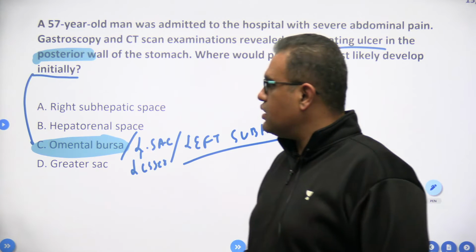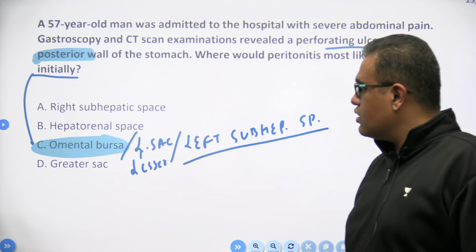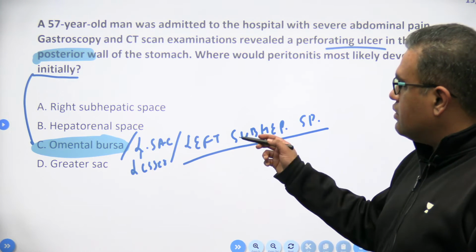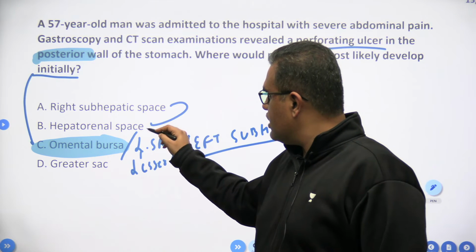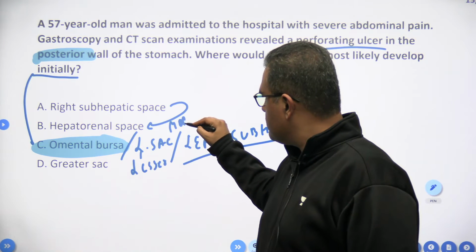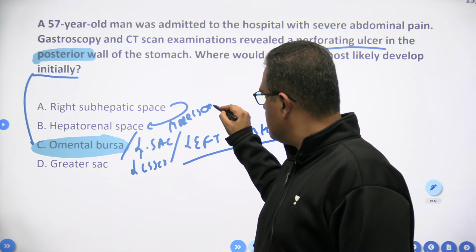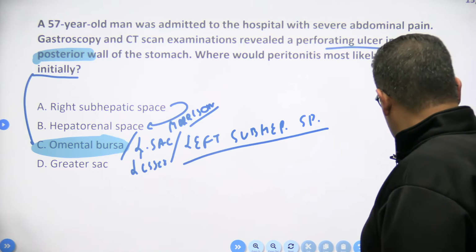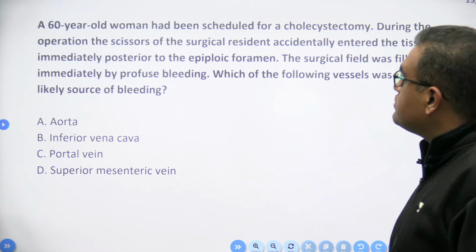Answer has to be option number C. Okay. The right subhepatic space is same as the hepatorenal pouch of Morrison. This is Morrison. Okay, I hope you got the point. Let us see one more.